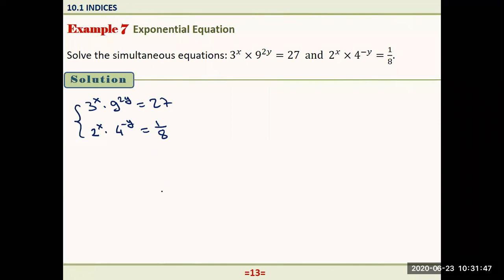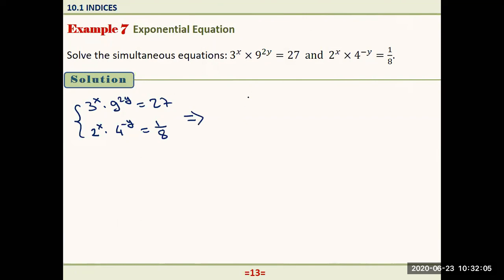Okay. So here, this base 9, I can write it as a power of 3. This 4 I can write as a power of 2. And also here we have 27, which can be written as a power of 3, and also 1 over 8, right? We can write it as a power of 2.